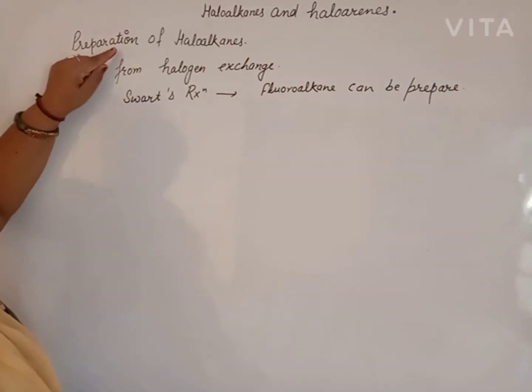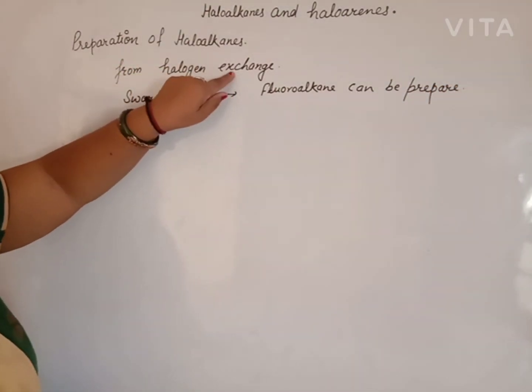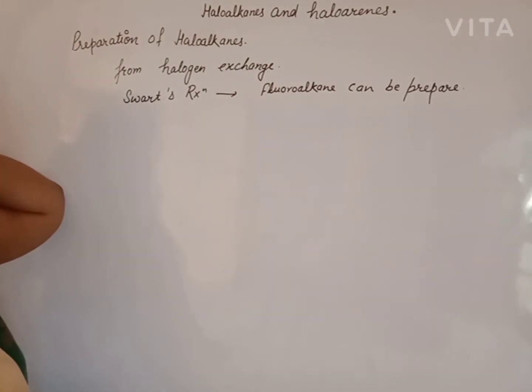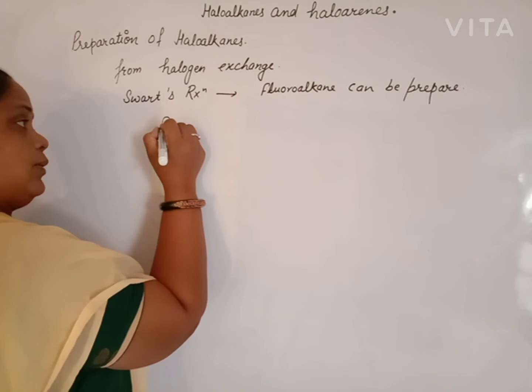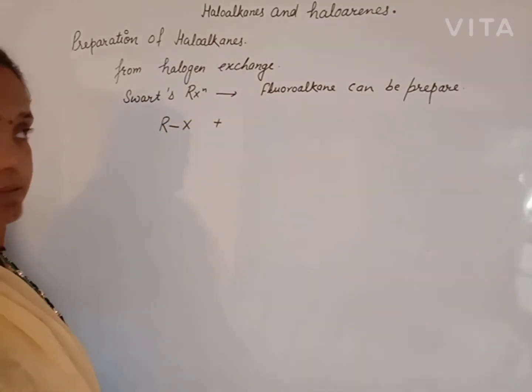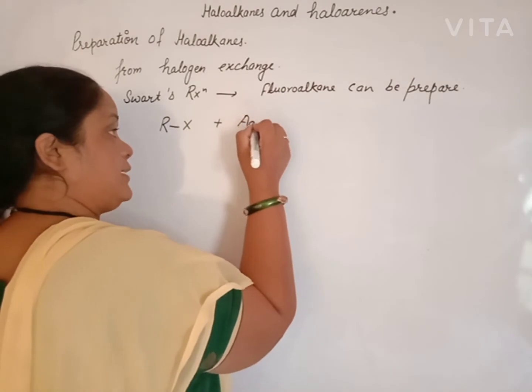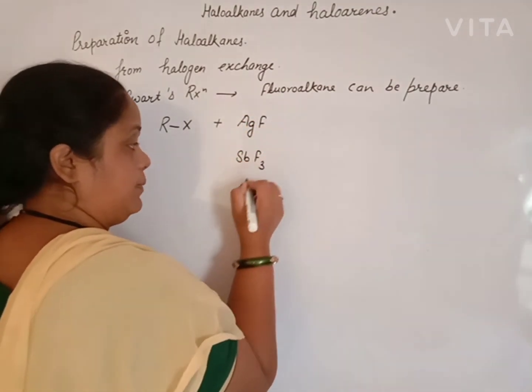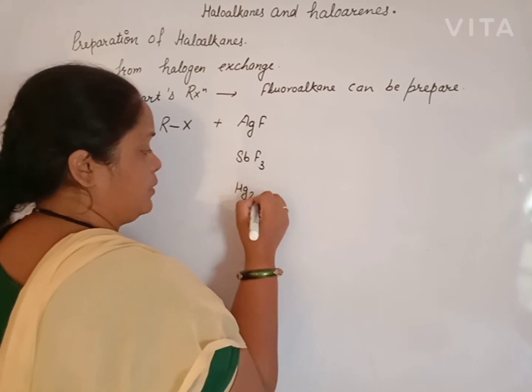The name itself indicates halogen exchange. That means fluorine is exchanged for some other halogen. In this case, haloalkane is treated with a fluorinating agent. This fluorinating agent may be AgF, maybe SbF3, maybe Hg2F2 or any other.